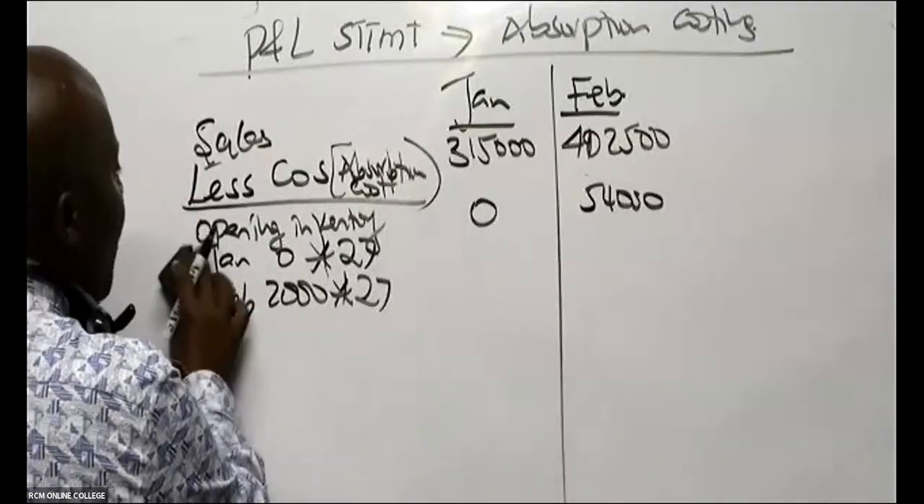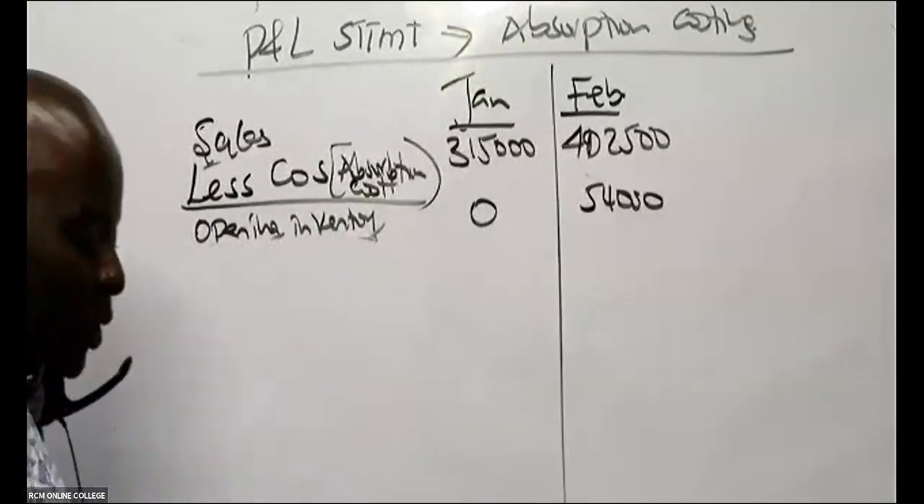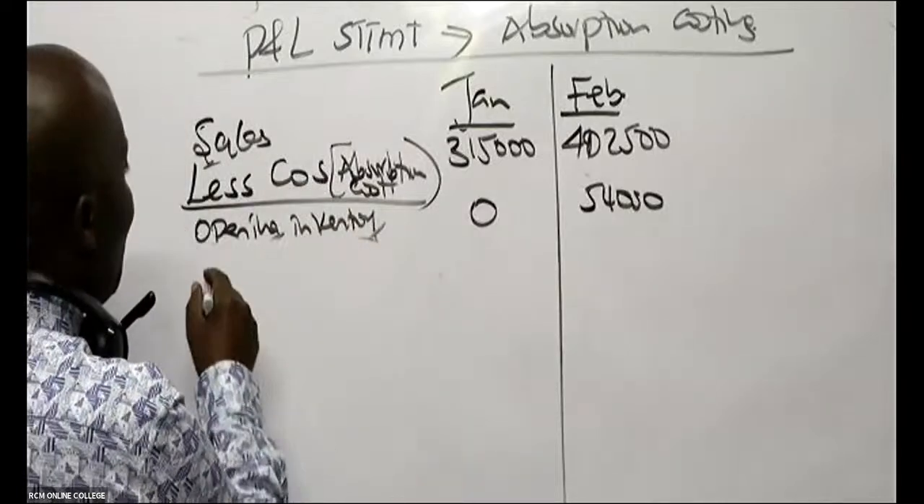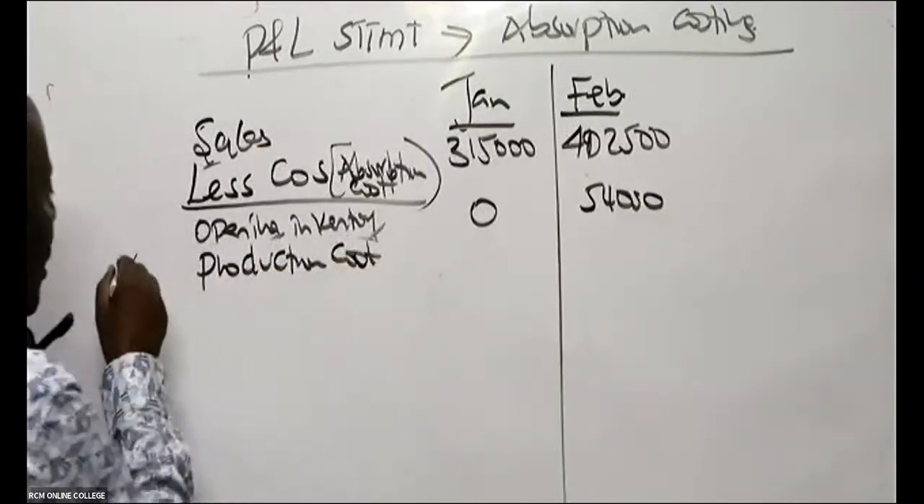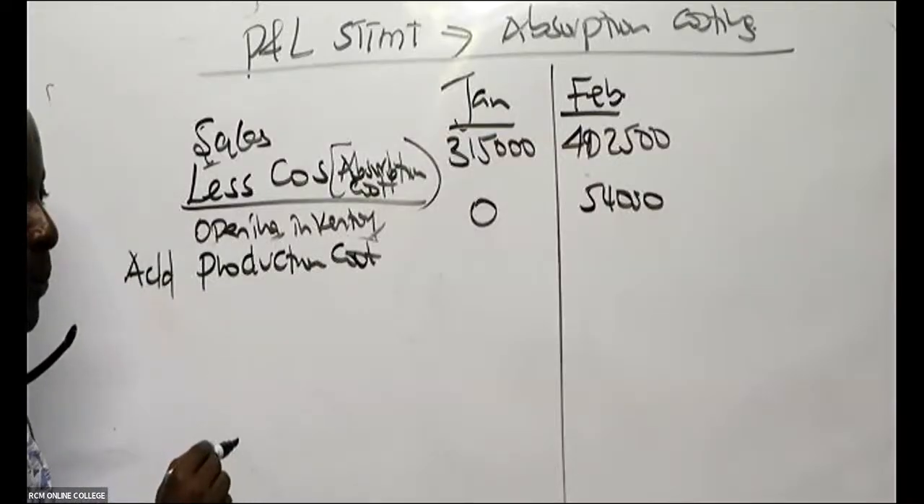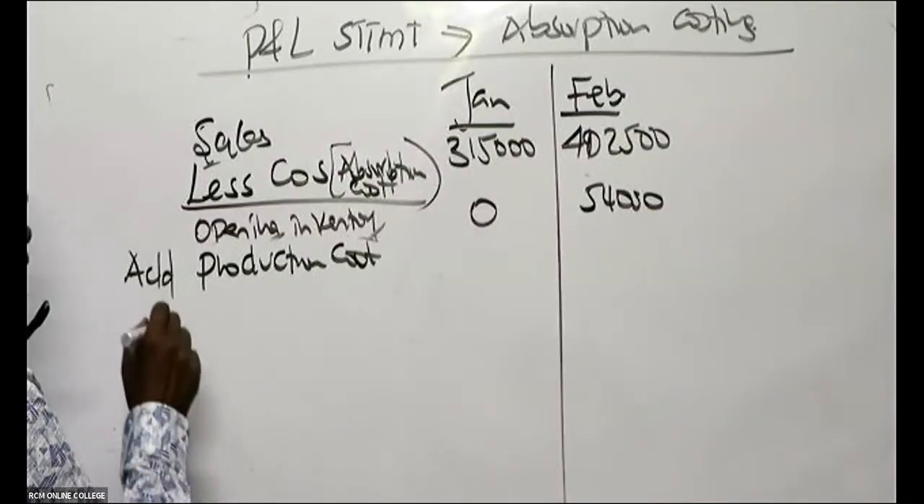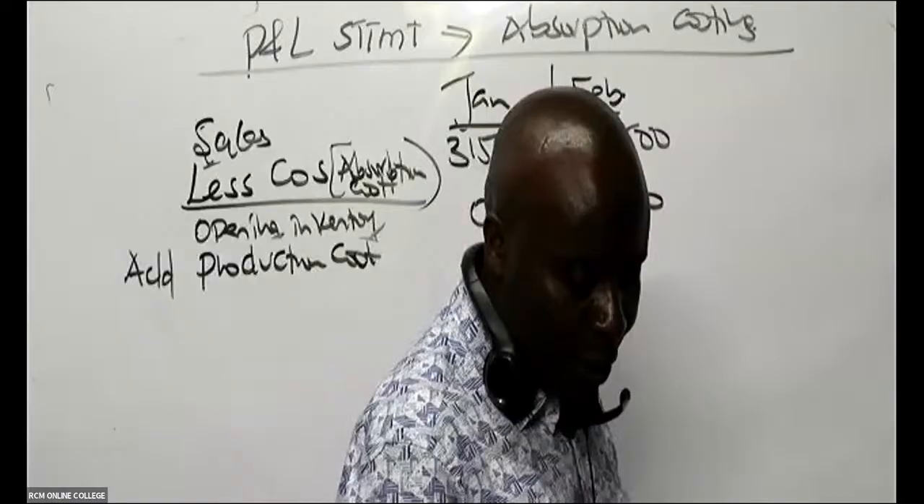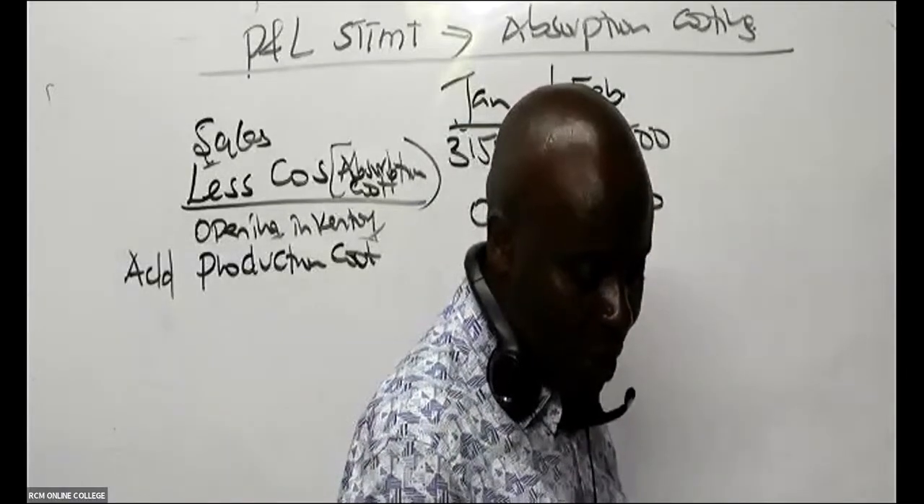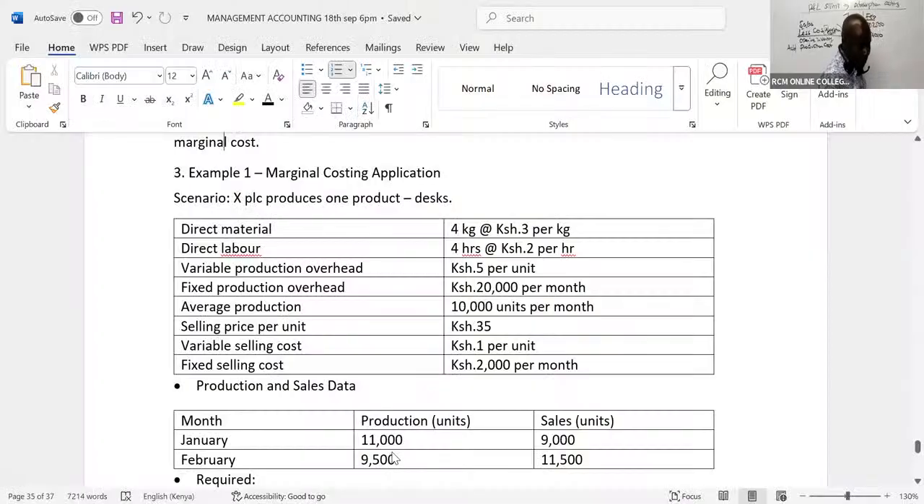Now, ladies and gentlemen, after opening inventory, the next one is what we are calling production. So you say add production cost. Our production cost will always be pegged on the units that we produced in the period. January is 11,000, February is 9,500.